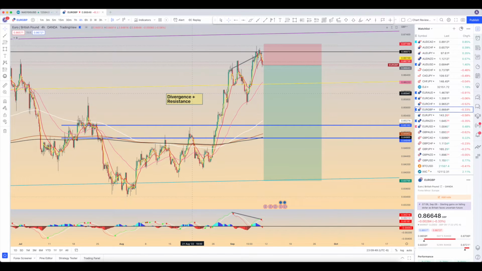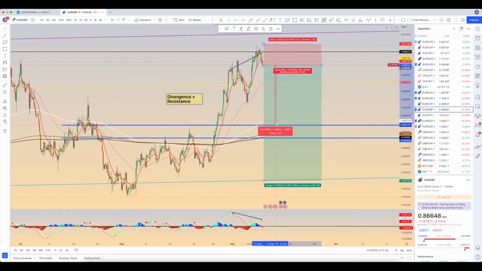So again, a 52 pip stop loss is reasonable. My first TP would probably be this volume area here. So it's still 146 pips. So that's nearly a 3-to-1. It's like 2.8 to 1. Still a pretty decent trade to enter on.